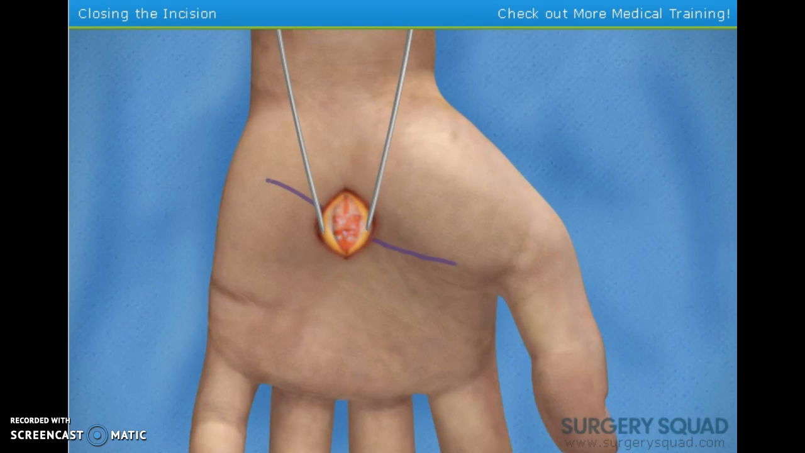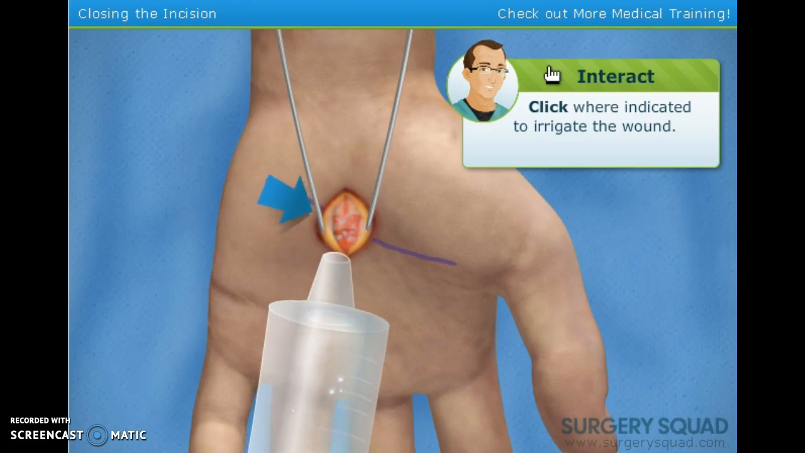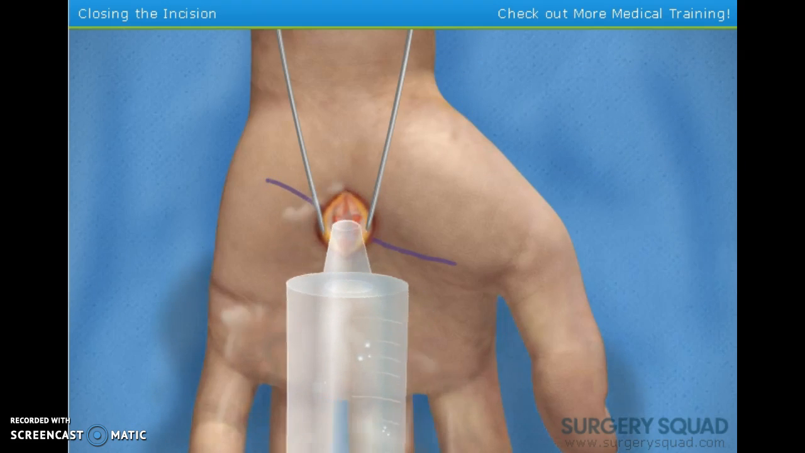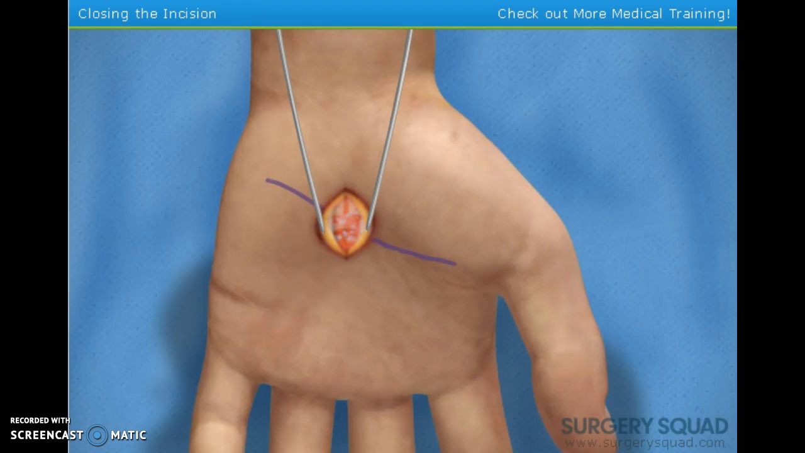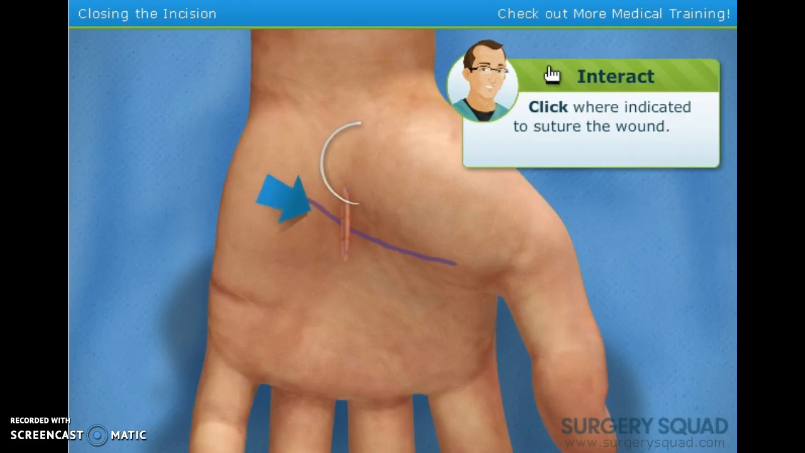With the transverse carpal ligament cut, the median nerve is no longer inflamed. Now we can begin to clean and close the incision. Go ahead and irrigate the wound. When you're finished, I'll release the tourniquet, allowing blood to flow back into the hand. Great. Now you'll close the wound using non-absorbable sutures.